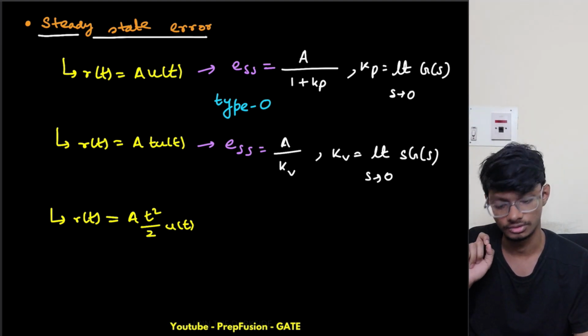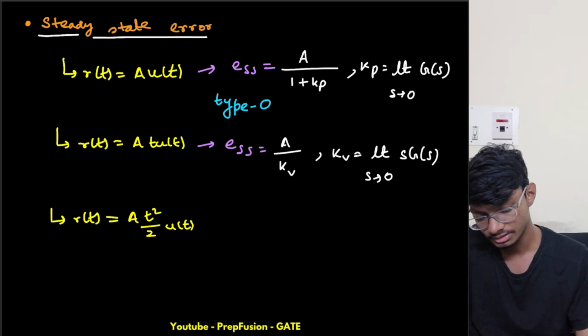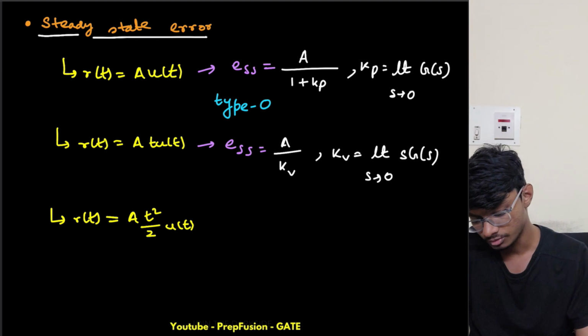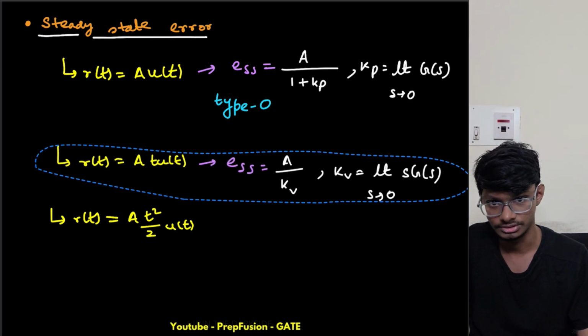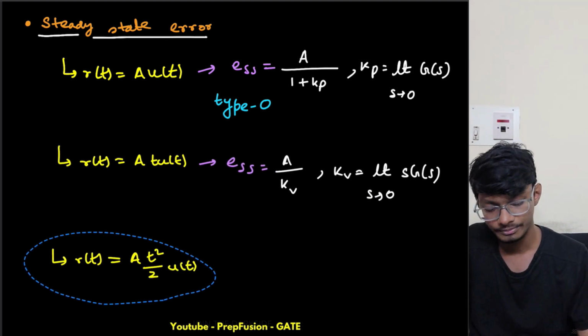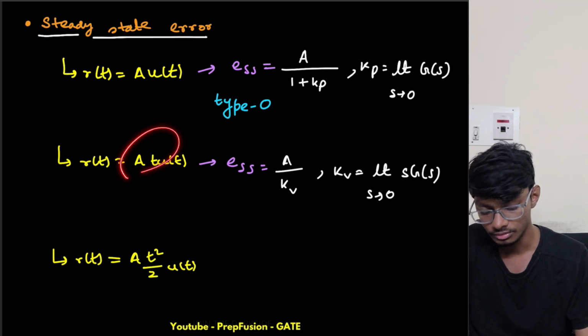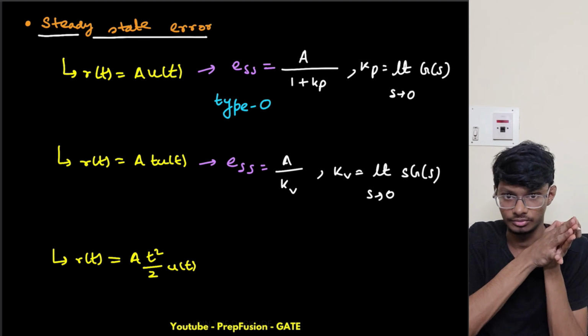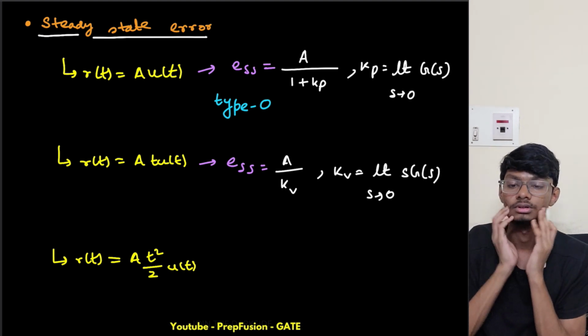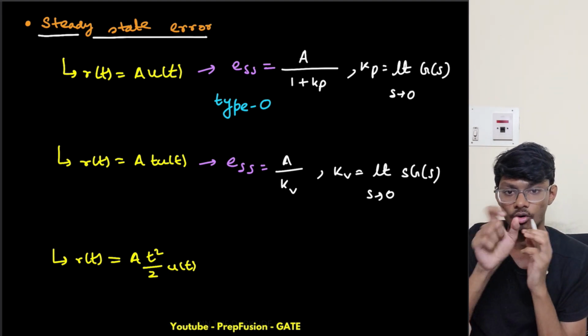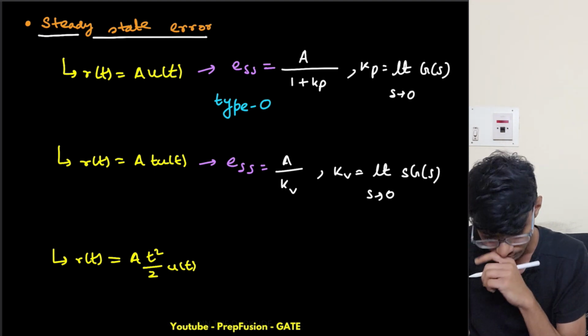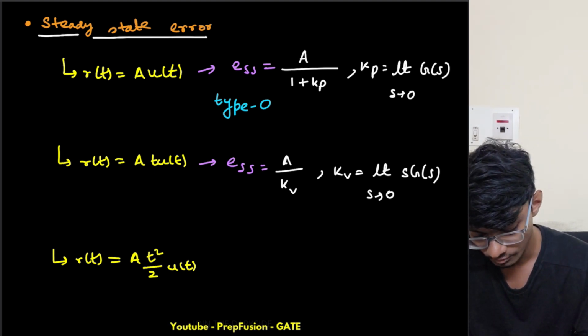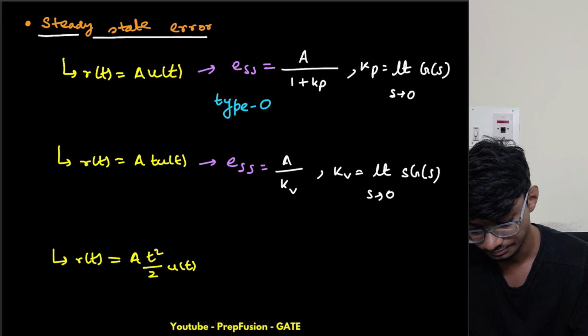This is my Kv, and this is valid because I'm getting a finite error for a ramp input. So what will be the type of the system? I hope you remember, right? My type and the order of the input have to be the same for me to get a finite error. Not the order, I mean basically order minus 1. So this will be a type 1 system, right?